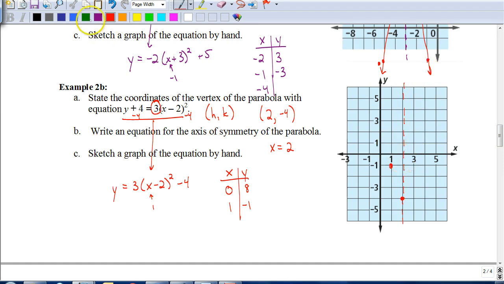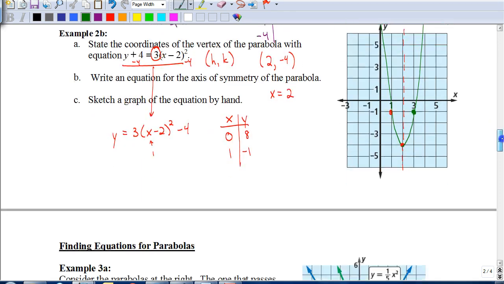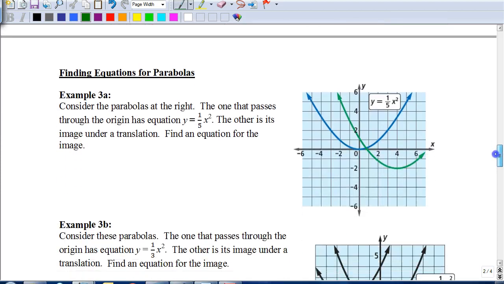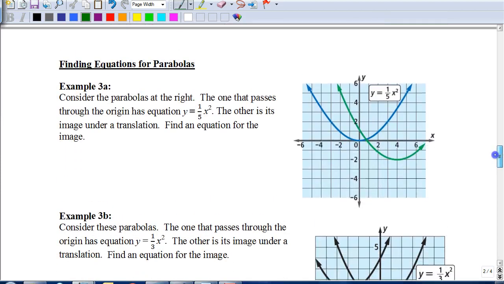So now we're going to reflect these points. So I reflect this one over to this point. Reflect this one over to be about here. Whoops. Let's see if I can do that better here. So there's your parabola. So again, when you graph these, you should always end up with 5 points. Now let's tie this all together here.